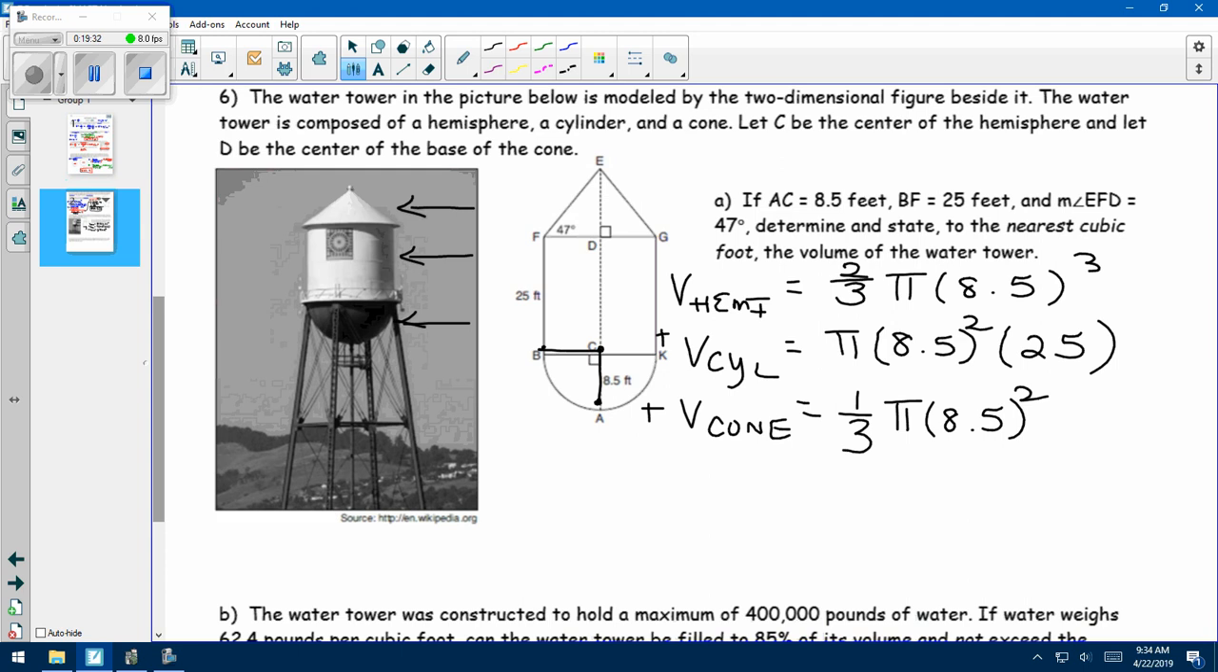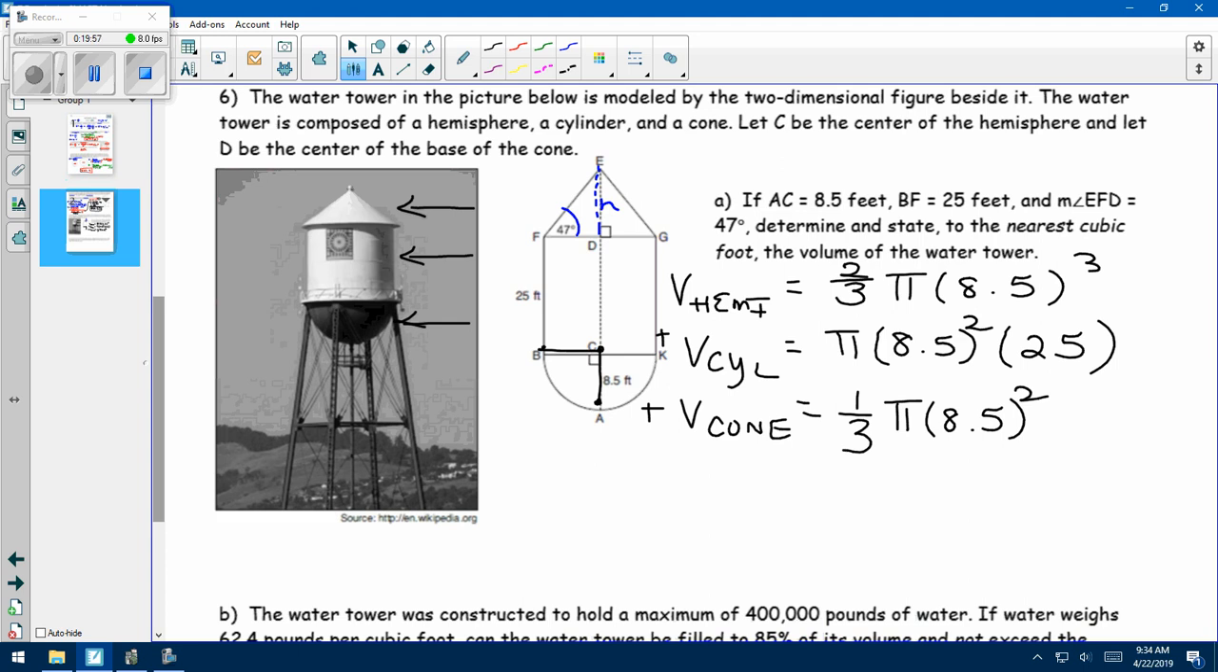So the only difference between a hemisphere and a cone is that this height right here, from E down to point D, does not necessarily have to be 8.5. And in fact, I'll tell you it's not 8.5. It's pretty close to that. But in order to find the length of the height, there has to be some reason why they gave us that this angle is 47 degrees.